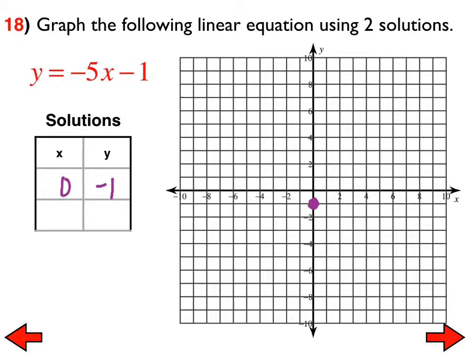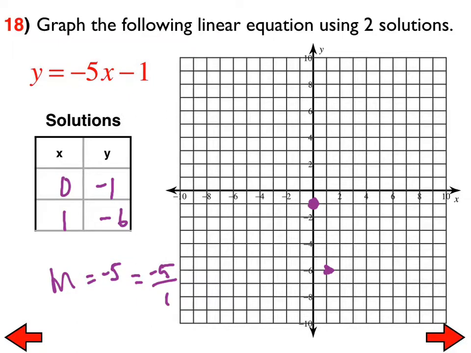(1, -6). So let's see if that's right. So you went, (1, -6) is right here. So that means, remember, slope is -5, which in terms of rise over run means -5 over positive 1. So you went down 5 and right 1. Very good. What if you went the other direction?